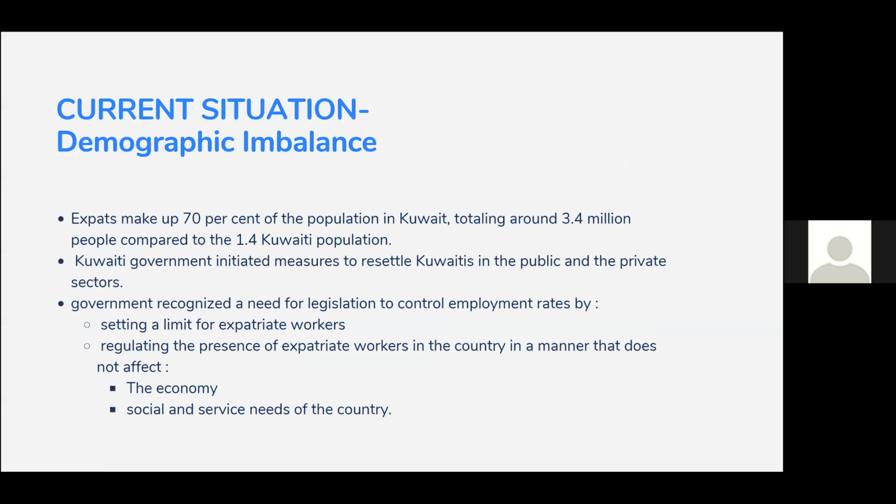So let us look into the current situation in Kuwait. Demographic imbalance is one of the biggest problems there. As we all know, expats make up 70% of the population in Kuwait, around 3.4 million compared to the 1.4 million Kuwaiti population. The government has initiated measures to resettle Kuwaitis in the public and private sectors, and as part of that, a lot of laws and reforms are going on.